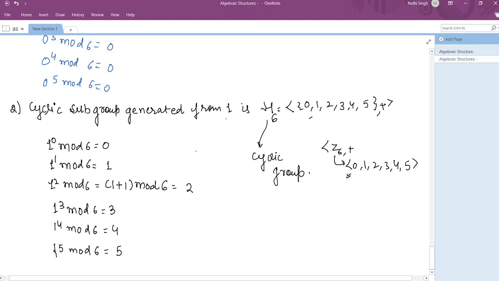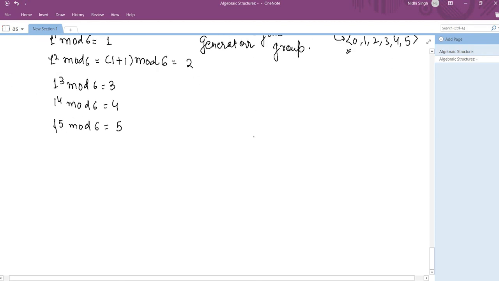And in that case, when an element has the ability to generate all of the elements in the set, the ability of the element 1 is to generate all of the elements of the group, that is 0, 1, 2, 3, 4, 5, with the computation of all of the powers, then this type of element is called a generator. Generator of the group. And this type of group is called a cyclic group as well as a cyclic subgroup. Now, testing for the third one.